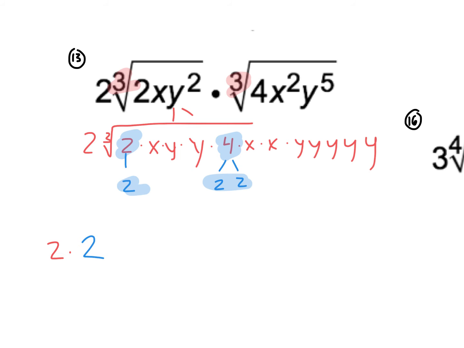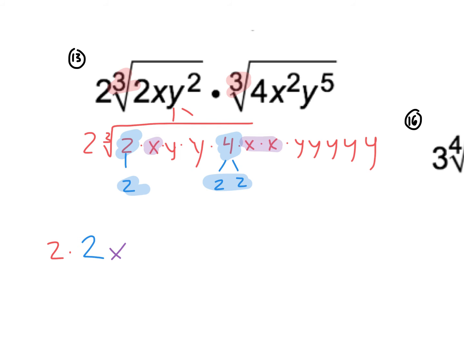Now let's look at our x's. So how many x's total do I have? 3. And I want to circle groups of how many? 3. Perfect. So how many x's do I take on the outside? 1, because I just circled all 3 of my x's.